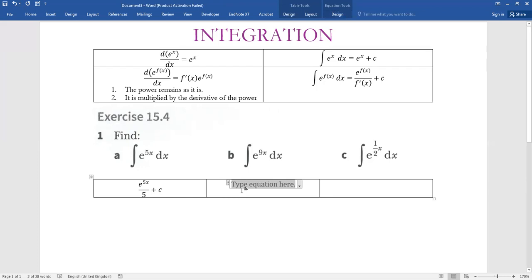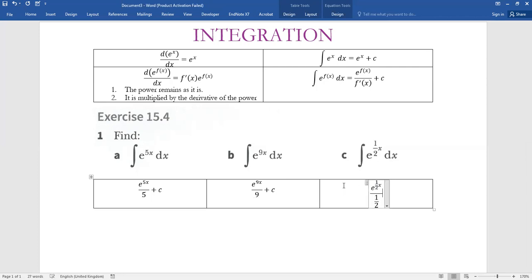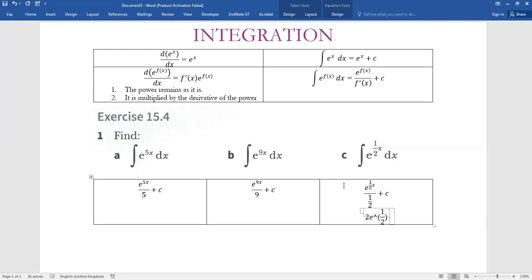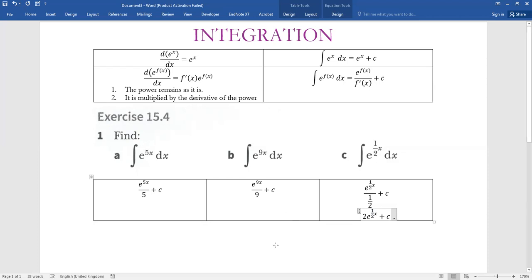What about part B? I hope you're writing everything down. E to the power 9x upon 9 plus c. Do not forget the arbitrary constant. What about this one? E to the power x upon 1 upon 2 plus c. Okay, is there a better way to write it? Yes, I can write it as 2e to the power x divided by 2 plus c. So instead of dividing by half, it's simpler to write it as a multiple of 2. Is this clear? Yes, sir.